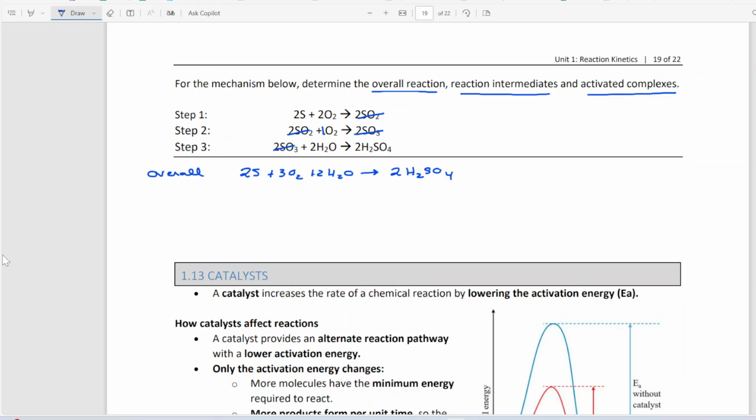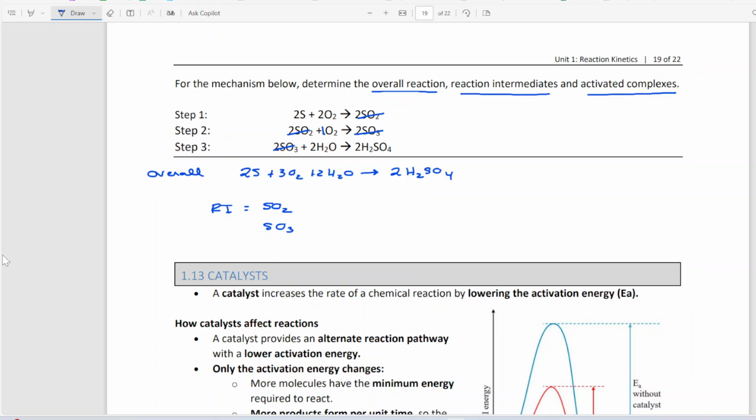And then let's identify our reaction intermediates. So our reaction intermediates would be the things that we crossed out. So the SO2, which was a product and then consumed as a reactant, and then the SO3, which was a product and then consumed as a reactant.